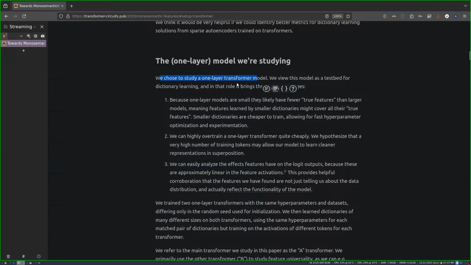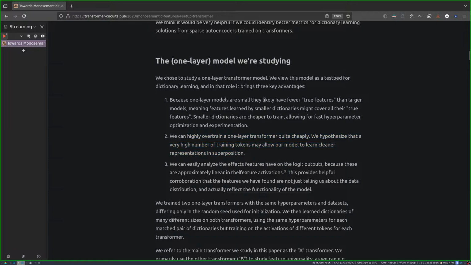We choose to study a one-layer transformer model. We use this model as a test bed for dictionary learning. One-layer models are small. They likely have fewer true features than a large model, meaning features learned by small dictionaries might cover all these true features. We can highly overtrain a single transformer quite cheaply. We hypothesize that a very high number of trained tokens may allow our model to learn cleaner representations in superposition.